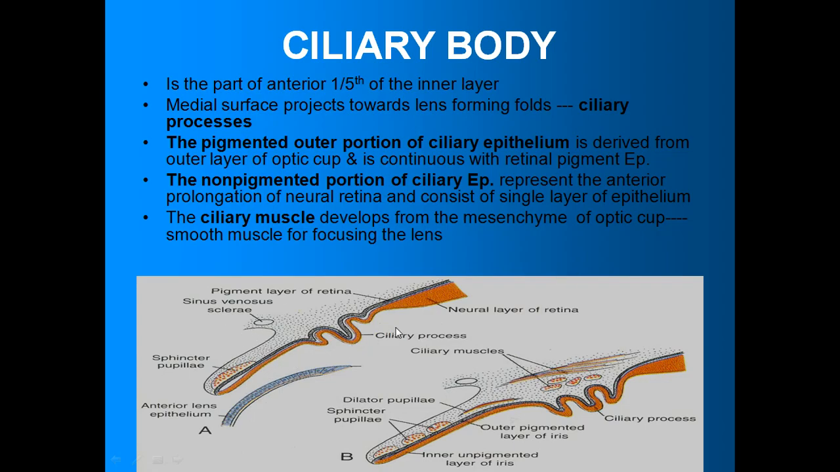I can tell here only the inner layer of the iris is derived from the inner layer of the optic cup. The pigmented layer of the iris is derived from the outer layer of the optic cup, whereas the sphincter pupillae and dilator pupillae muscles of the iris are developed from ectoderm. Okay, please remember that the sphincter pupillae and dilator pupillae of the iris are derived from ectoderm. The remaining connective tissue and all are derived from adjacent mesoderm.